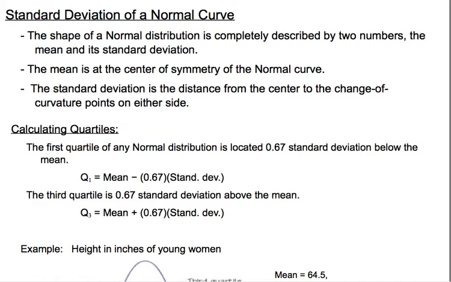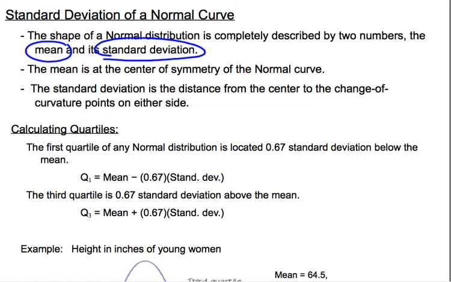All right, so what we're going to talk about next is standard deviation. We've already introduced this to you. It's how much it deviates from the mean. So remember, the mean is when you add up all the items and divide by your total to find essentially the average. The shape of a normal distribution is completely described by two numbers, the mean and its standard deviation.